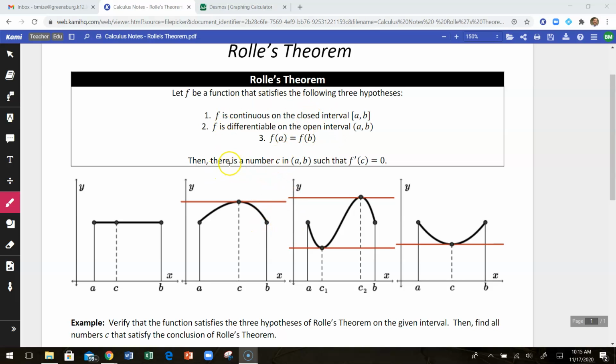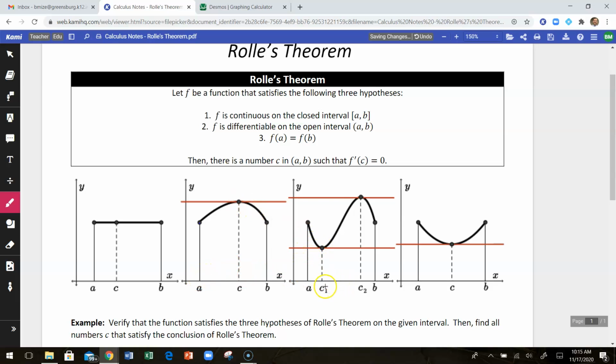In every case, there is a number c in between a and b where f prime of c equals 0. Now, f prime of c equals 0 means we're looking for those places where we have peaks or valleys, where we have those local extrema, and that's what we're seeing here. If I go from a y value and my function is continuous and also differentiable, which means there are no cusps, no sharp points, but I have to end up at the same exact y value, then at some point I had to hit a local maximum or a local minimum.